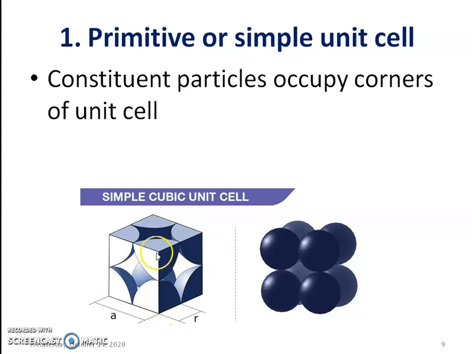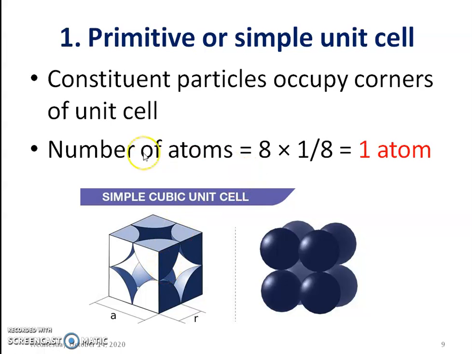Now, as I said, there are 8 corners and the contribution of a corner atom is 1/8 within the unit cell. Therefore, the total number of atoms present in a primitive or simple unit cell is equal to 8 into 1/8, that is equal to 1. So remember, in a simple unit cell there is one atom within the unit cell.